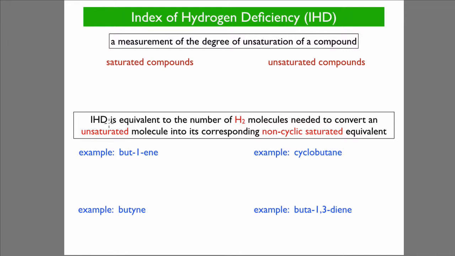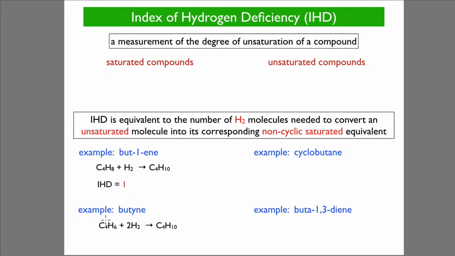The IHD number is equivalent to the number of hydrogen molecules needed to convert an unsaturated molecule to its corresponding non-cyclic saturated equivalent. So if we want to turn but-1-ene into butane, we would need to add 2 hydrogen atoms, C4H8 to make C4H10, and so that would be 1 hydrogen molecule. So it would have an IHD of 1.